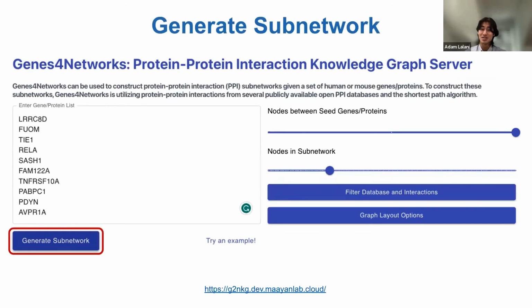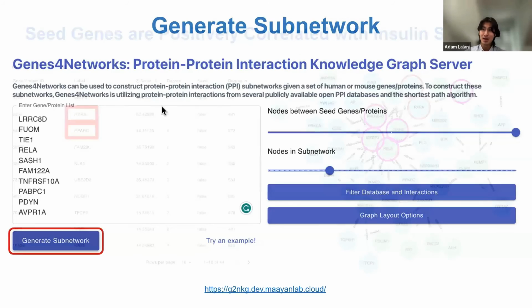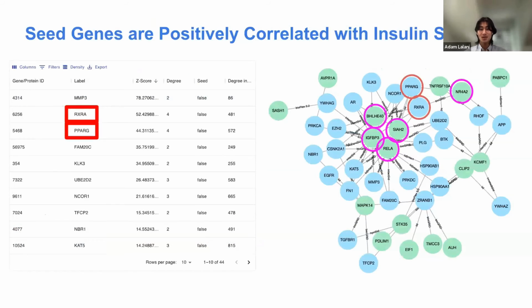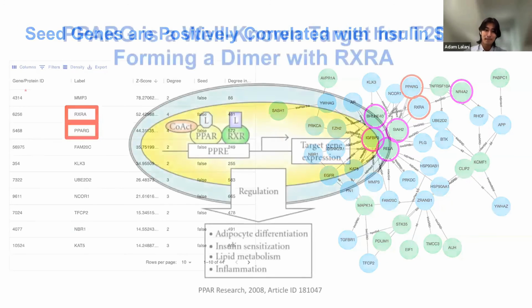We then submitted the set for analysis by pressing the Generate Subnetwork button, and here are the results. On the left, we can see a table of intermediary nodes with the highest z-scores computed by the binomial proportions test. The transcription factors, retinoid X receptor alpha and PPAR gamma, are ranked second and third. This is encouraging because these transcription factors are key known targets for drugs already used to treat type 2 diabetes. On the right, we can see the subnetwork of protein-protein interactions with retinoid X receptor alpha and PPAR gamma highlighted.